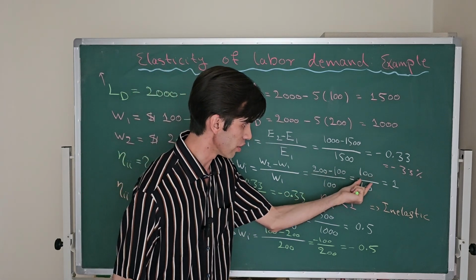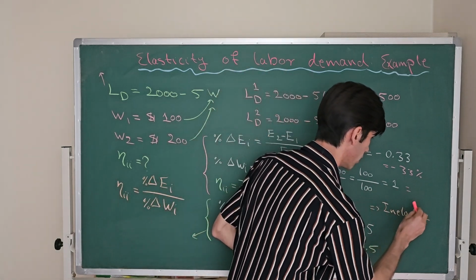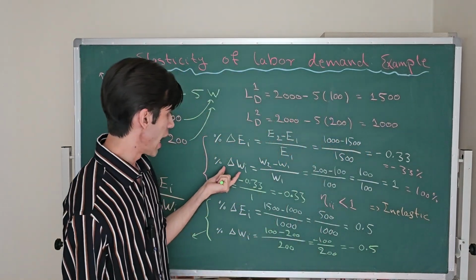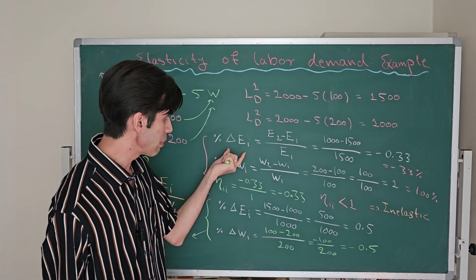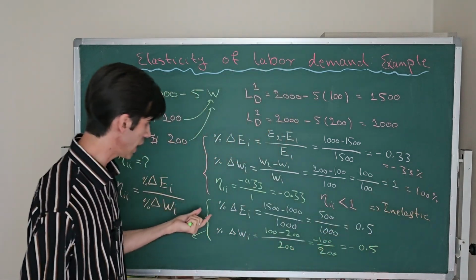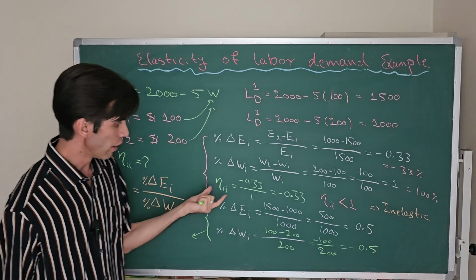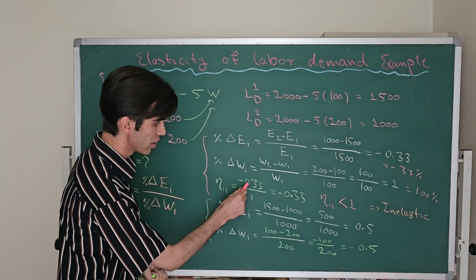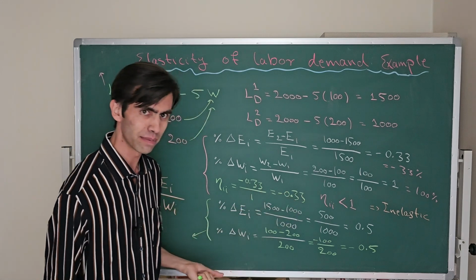200 minus 100 will be 100. 100 over 100 will be 1. If we multiply this by 100, it will be equal to 100%. What does it mean? If the wage level increased by 100%, the employment level would decline by 33%. So now, if we find the eta, the own wage elasticity of labor demand, we just divide this value over this value: minus 0.33 over 1, which will be equal to minus 0.33.